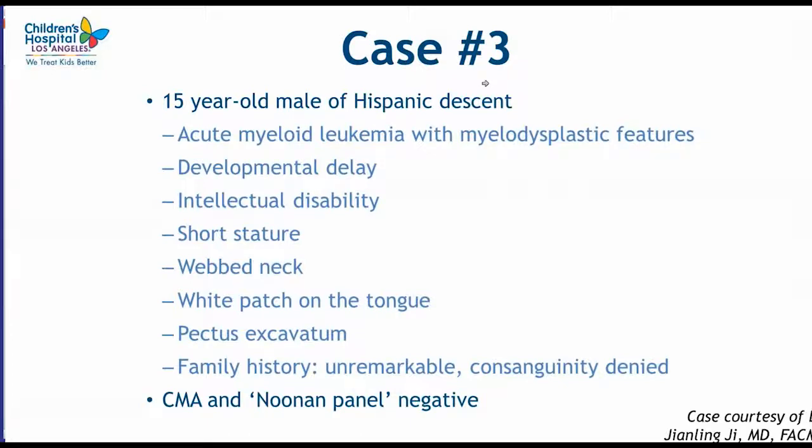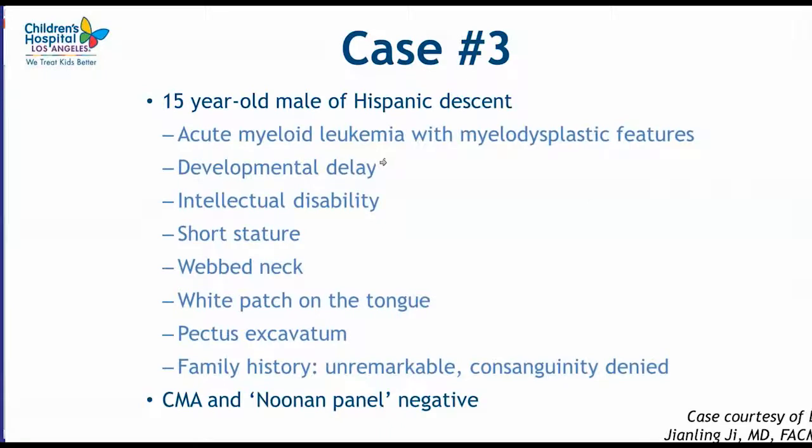So this was a male patient who presented with acute myeloid leukemia with myelodysplastic features, which is very unusual to see in very young patients. And they do get AML, but it's very rare to see AML with myelodysplasia.